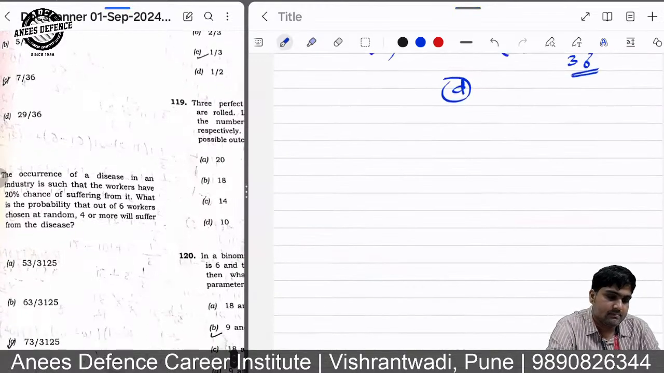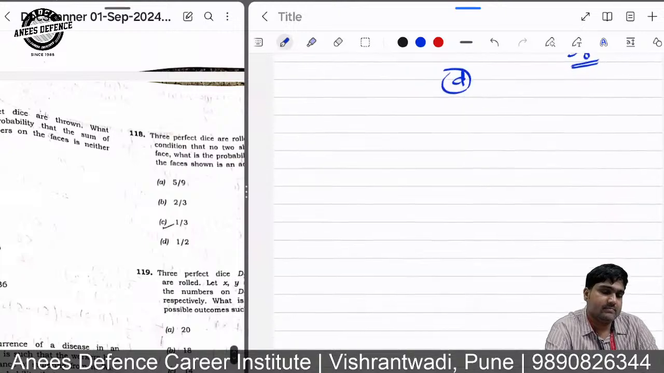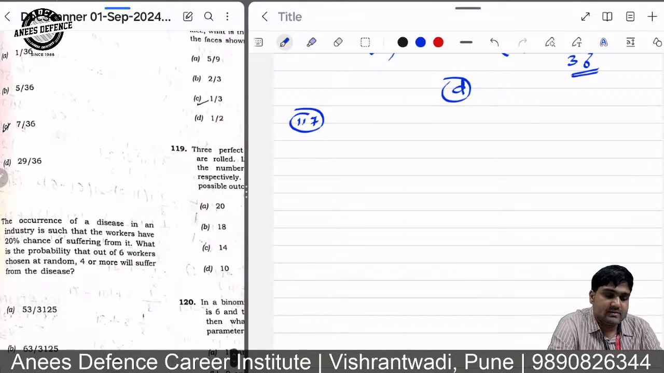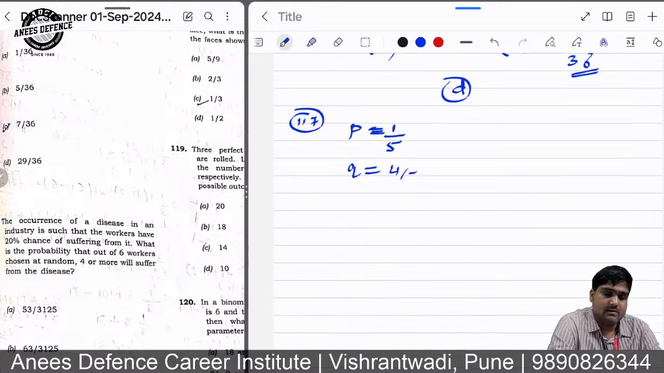Next question, 117. Occurrence of disease in an industry such that a worker has a 20% chance. So the probability of disease is 20%. That means 20 by 100 is 1 by 5. Not having the disease is the complementary event. So 1 minus 1 by 5 is 4 by 5.